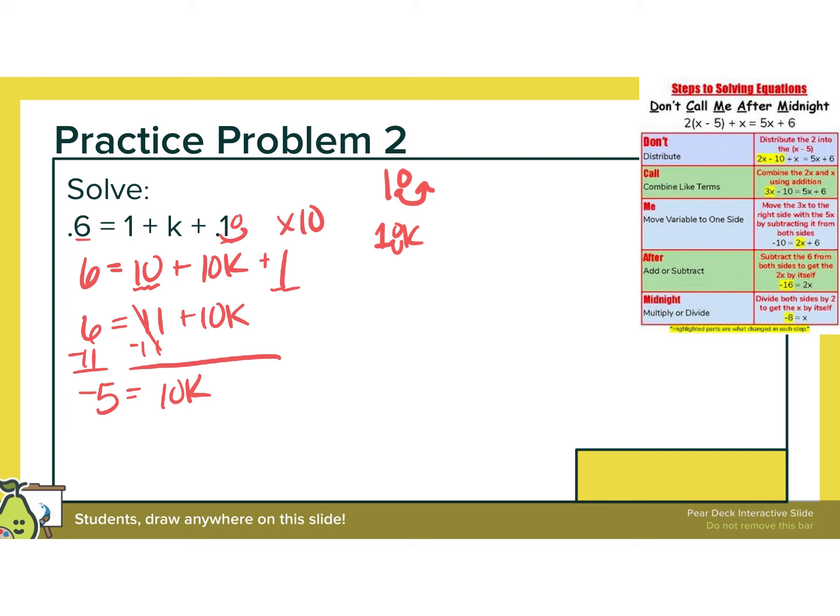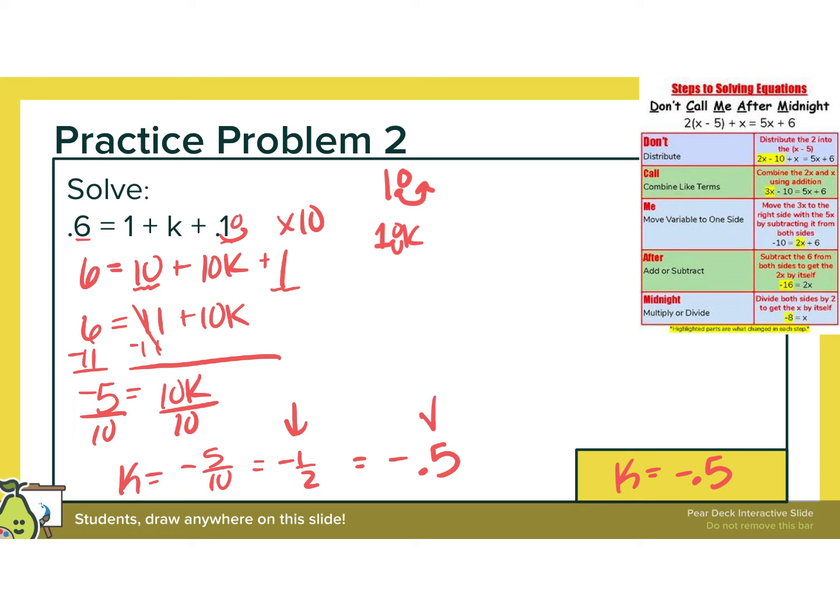I still need to get that K by itself. I'm going to isolate it by dividing to get rid of that 10. So I'm left with K equals negative 5/10. That's negative 1/2. As a decimal, that's negative 0.5. So K equals negative 0.5. You could put any of those answers. Well, you could have negative 1/2 or negative 0.5, but since this is a decimals lesson, we're going to keep it as a decimal. On the next slide, we are going to do the check.